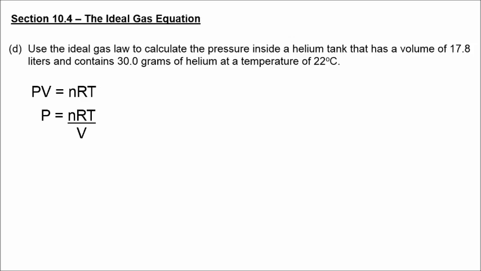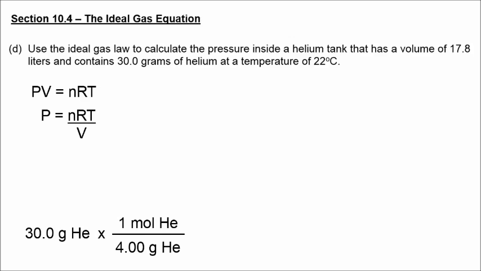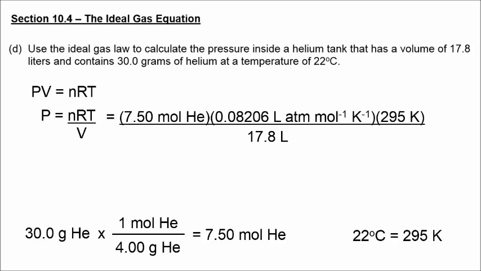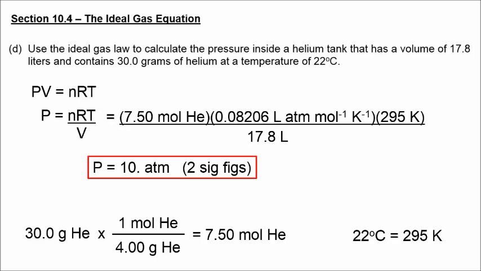Let's figure out the number of moles of helium. We'll take 30 grams of helium, divide by the molar mass of helium, and so we end up with 7.50 moles of helium. Let's convert our temperature from Celsius to Kelvin, and let's plug in the information we need for the ideal gas law. So we'll go ahead and do this calculation, and we get a pressure of 10 atmospheres.